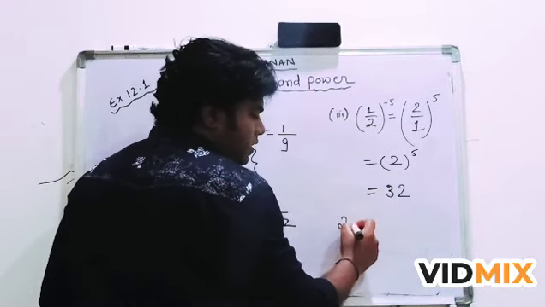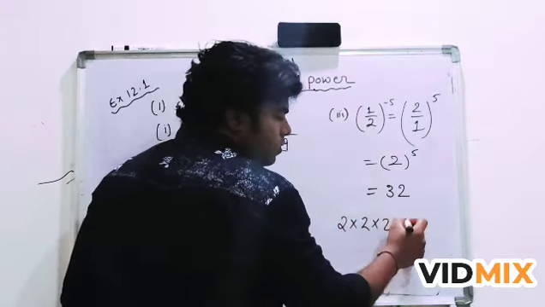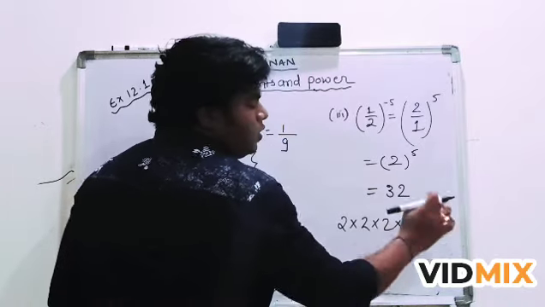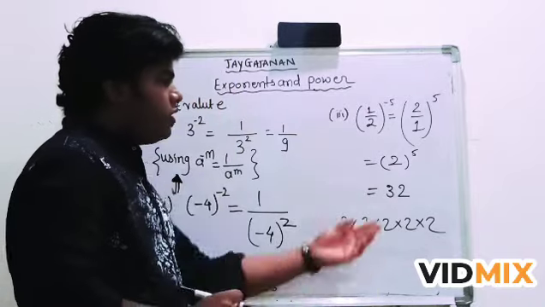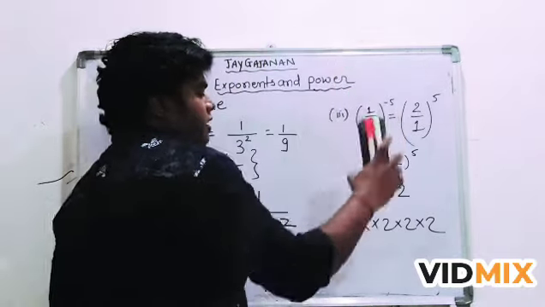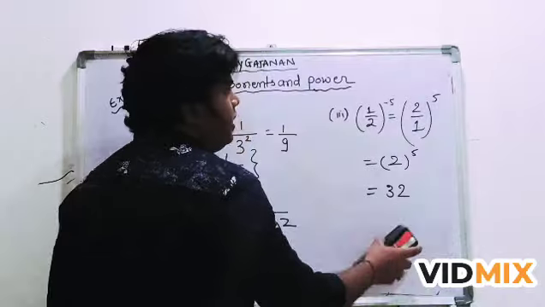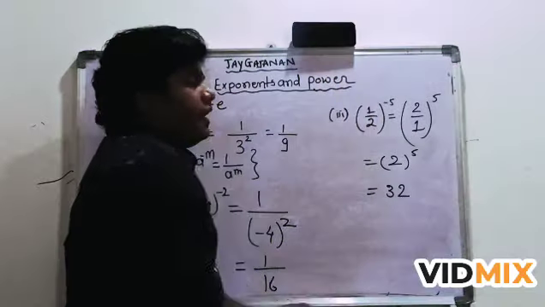Where did we get this from? 2 into 2 into 2 into 2 into 2. 5 times 2 we have multiplied. 2 to the power 5, 5 times 2 is multiplied. So we got 32. In this way we can solve question number 1 by using that particular identity.